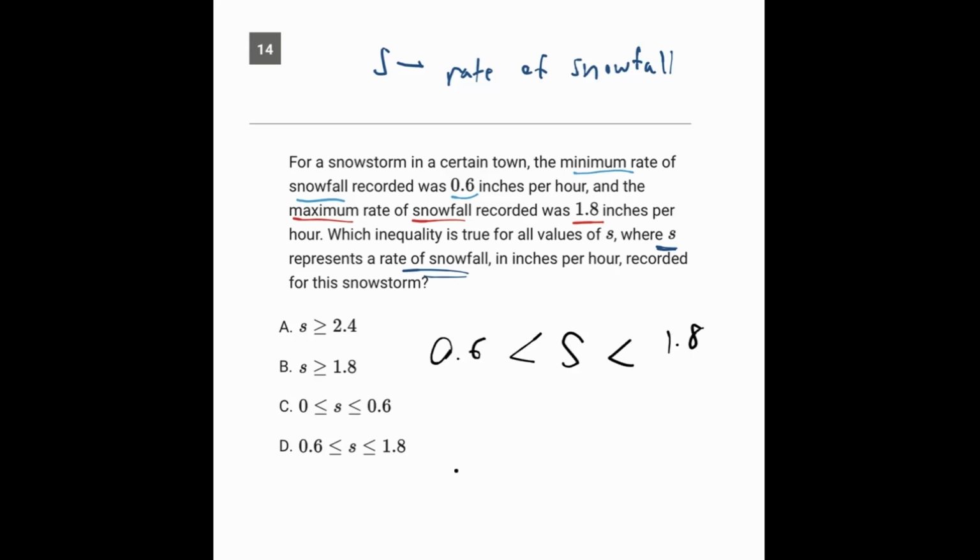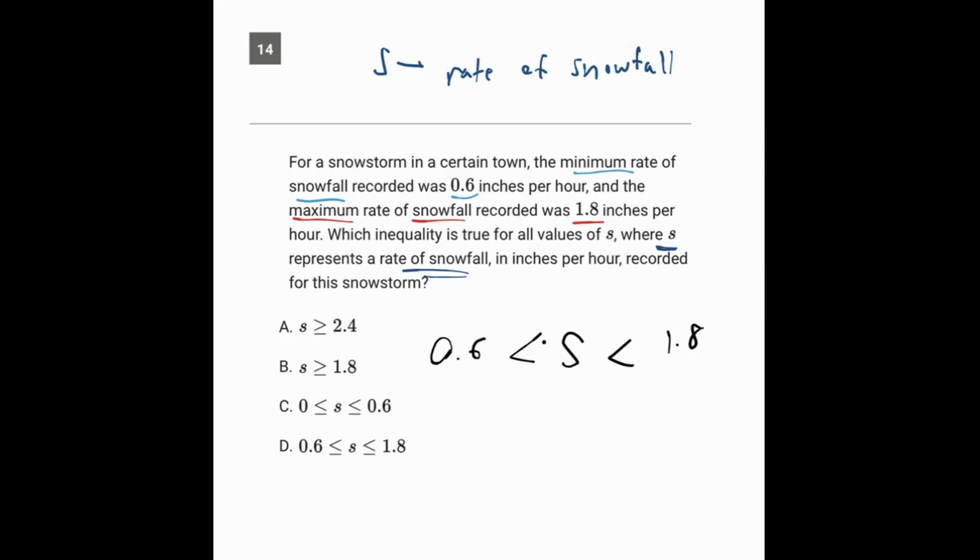Going over to question number 14, here we have something that looks like a more complicated word problem, but you can simplify it by just thinking about what each variable represents. And here, S is the rate of snowfall. And then we're being told that the minimum rate of snowfall was 0.6 and the maximum rate of snowfall was 1.8. So this S value that we're being told about can be anywhere between 0.6 and 1.8.